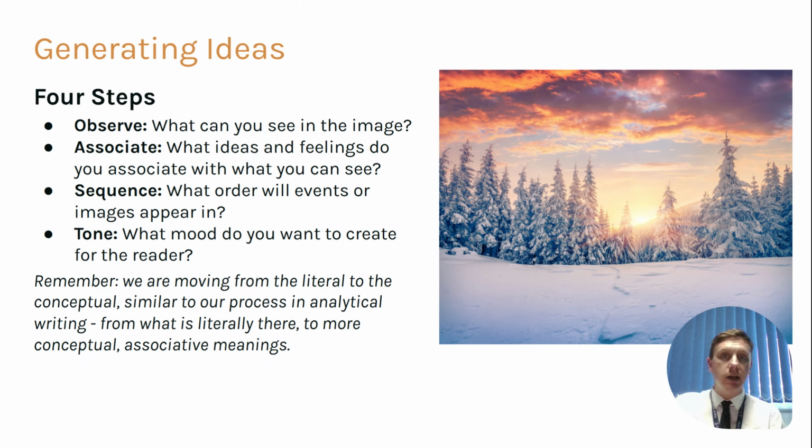So just go through the standard 4 steps. What can we see in the image? What ideas and feelings do we associate with what we can see? How are we going to then start taking those ideas and those feelings and structuring and ordering and sequencing them into a plan? And also, what sort of tone do we wish to adopt? Because that will have an impact on the vocabulary choices, for example, that we make.